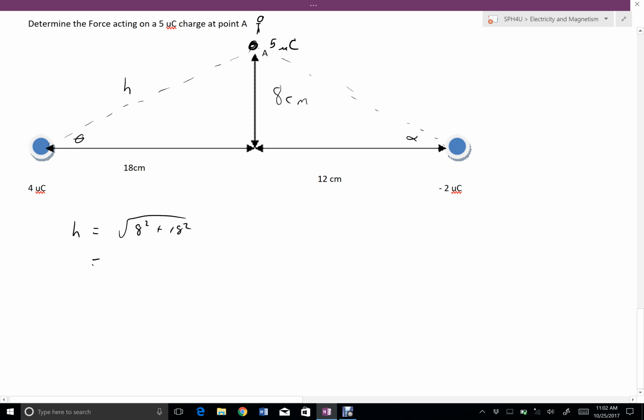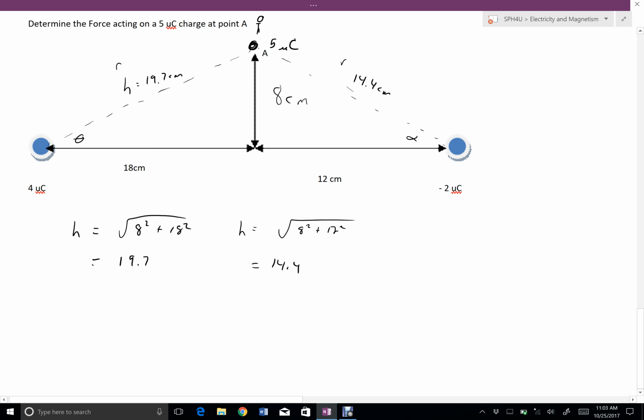That works out to be the square root of 8 squared plus 18 squared, answer 19.7 centimeters. And here, similarly, 8 squared plus 12 squared, that's h. So the square root of 8 squared plus 12 squared, I got 14.4. So that's 14.4 centimeters. Okay, so that's the hypotenuse or also the radius.